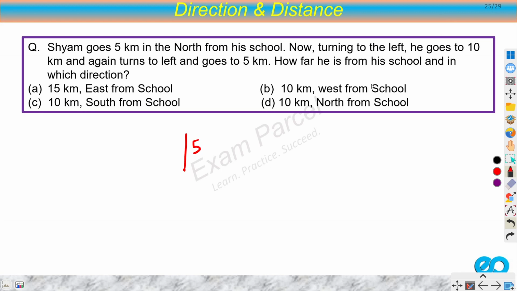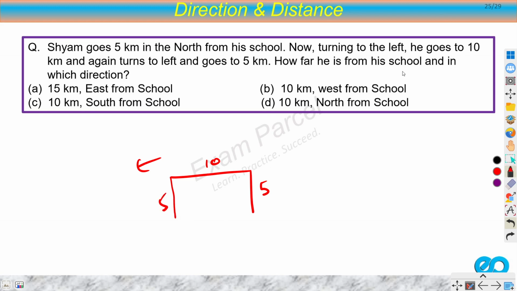Now turning to the left, he goes 10 kilometers. So his left would be this direction. Let me do it again. So 5 and left would be this direction. So 10. And again turns to left. So what would be his left direction from here? His face is towards this, so obviously left would be downwards, right? So goes for 5 kilometers.